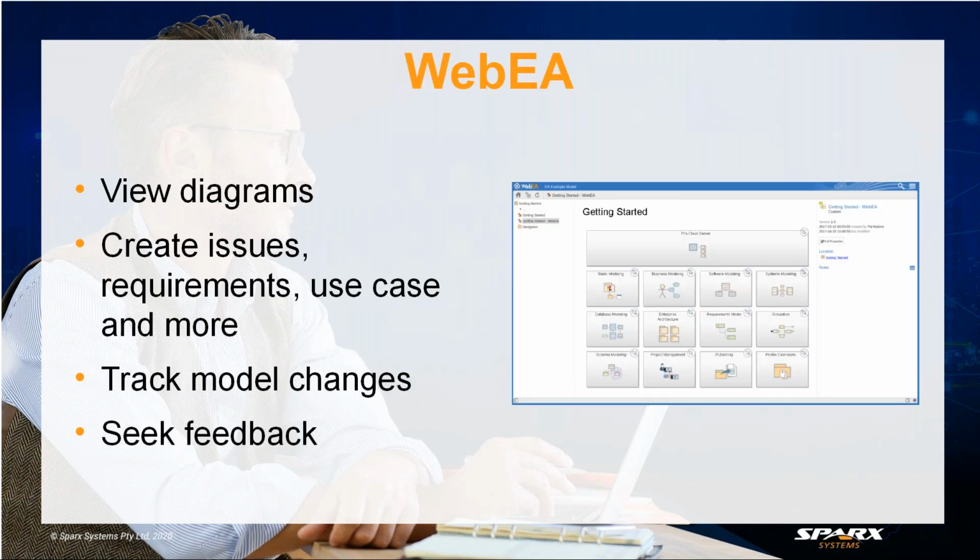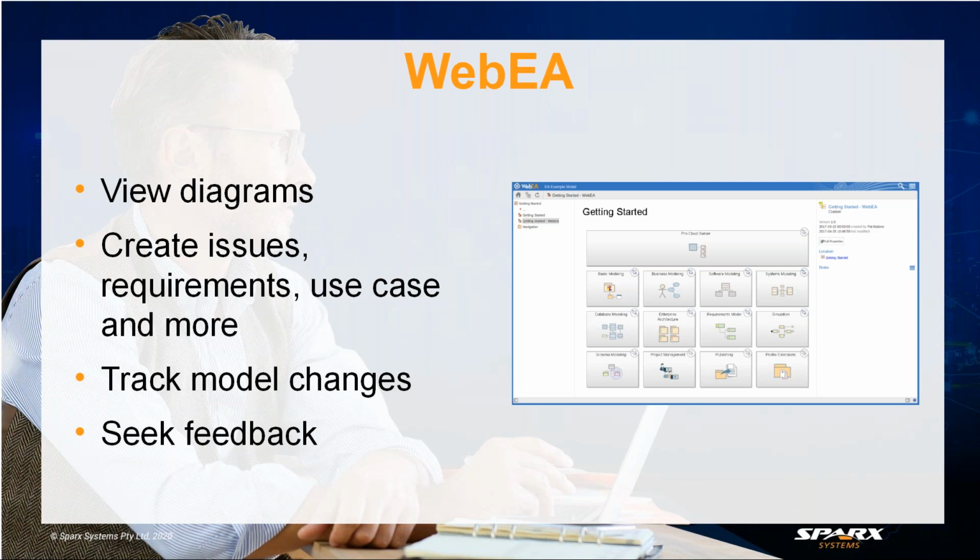Now, there are lots of other pro features, and we had a question before from one of our customers talking about tokens and about licensing. So once you pay for the ProCloud Server, there are things that you get access to, which I'm going to talk about today. So WebEA. WebEA allows you to view diagrams. You can create issues, requirements, use cases, and lots of different model elements using a web browser. It allows you to track model changes, and you can seek feedback. And the great thing is all of this is based on what's created in the model in real time.